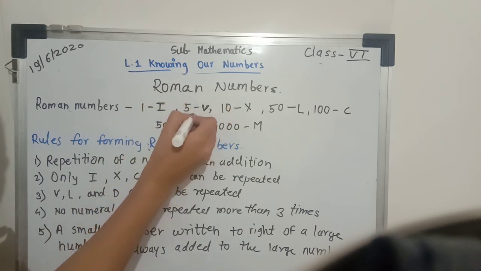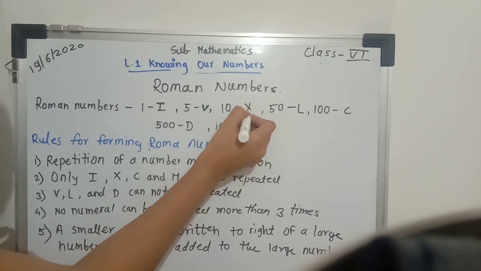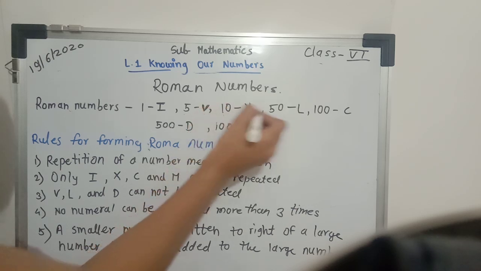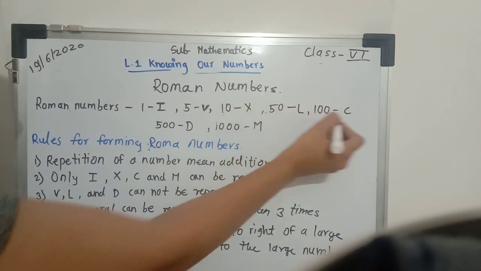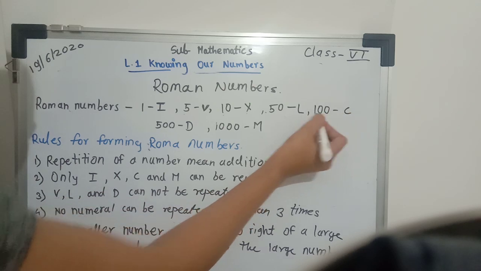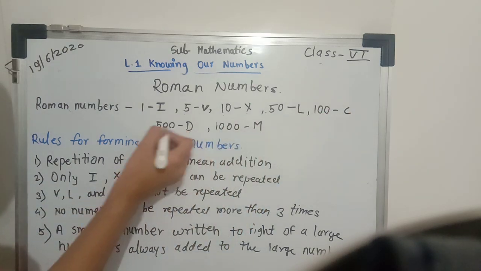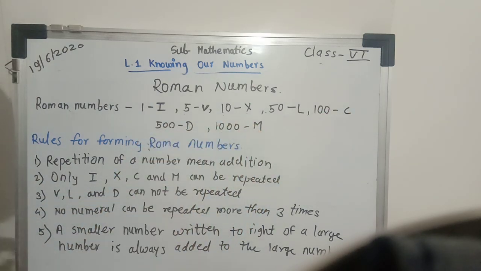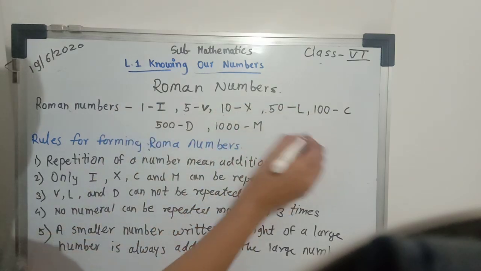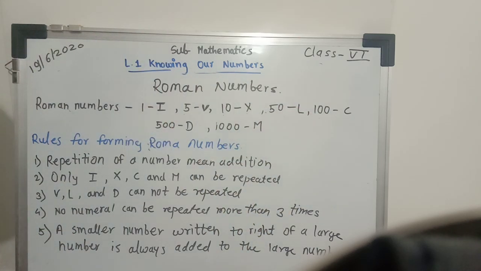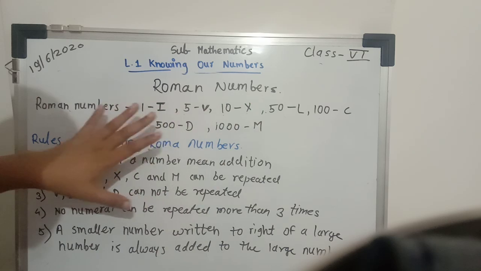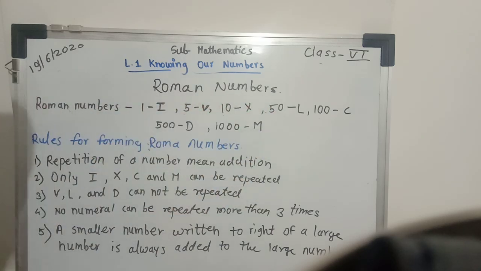Now we know that capital I is the Roman number for 1. Capital V is the Roman number for 5. Capital X is the Roman number for 10. Capital L is for 50. Capital C is for 100. Capital D is for 500. And capital M is for 1000. These Roman numbers you should remember, because with the help of these we can form the different Roman numbers.